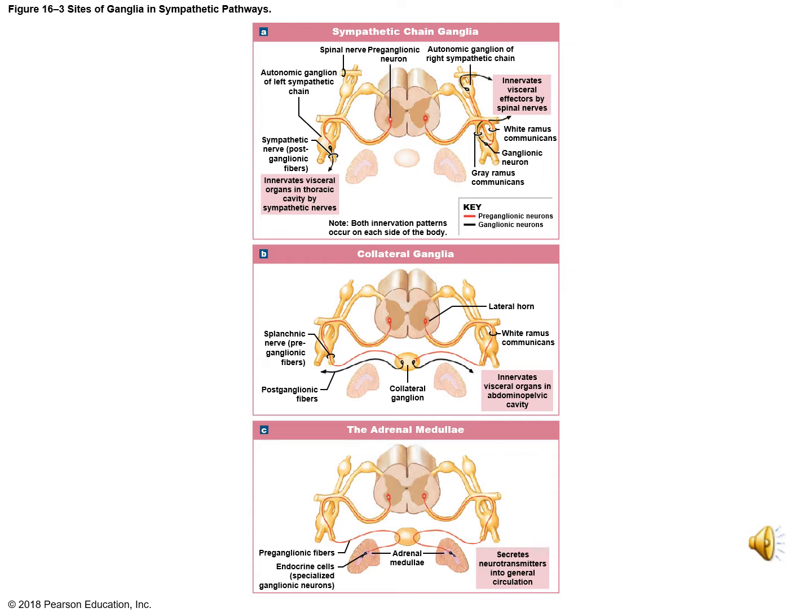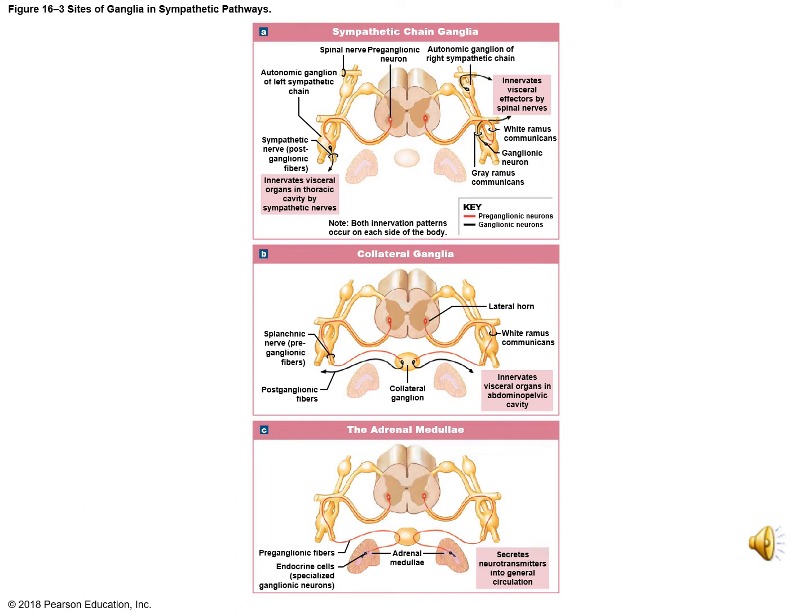It shows extensive divergence. A single preganglionic fiber may innervate dozens of ganglionic neurons in different ganglia. So that single sympathetic neuron can control a variety of different visceral effects. There are 3 types of ganglia in the sympathetic nervous system, also referred to as sympathetic ganglia. The first is the sympathetic chain ganglia.